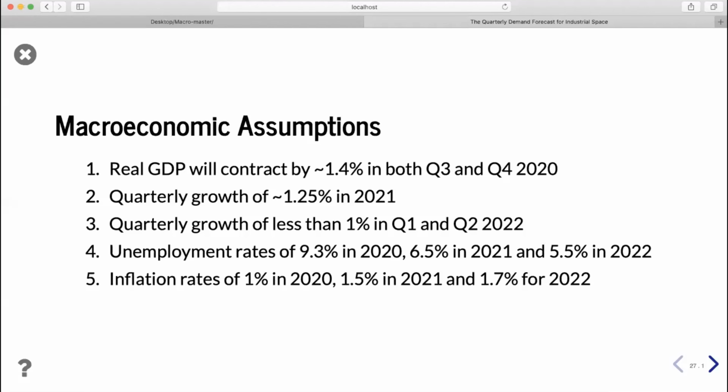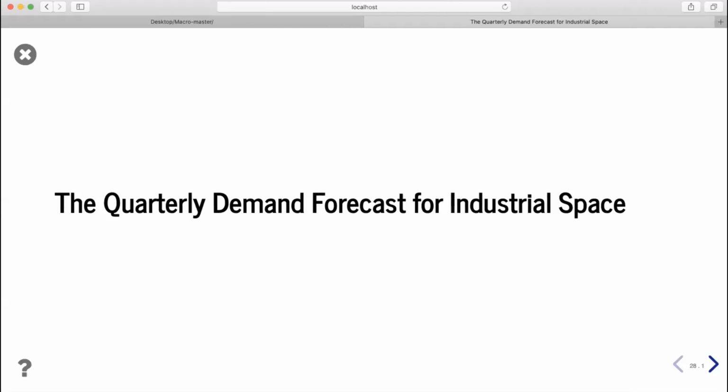Now, those of you who are students who have taken my data analytics class know what I now do with these. I drop them into a model. That model learns from the past. And because it has learned from the past, it can make a prediction of the future. So that is the quarterly demand forecast for industrial space.